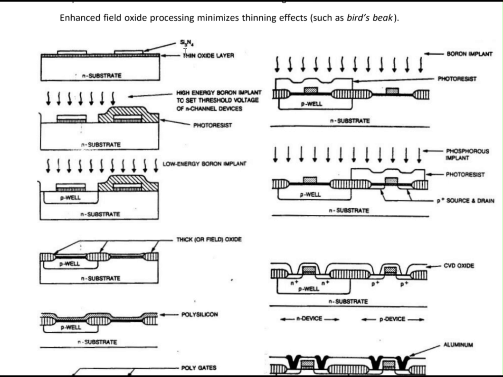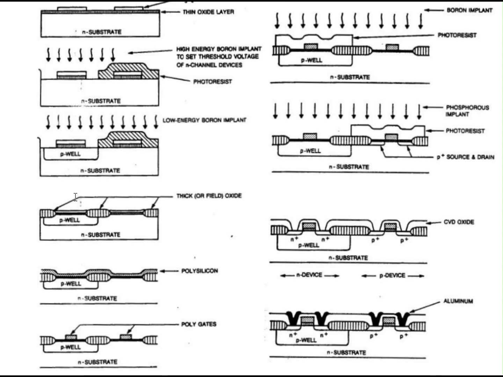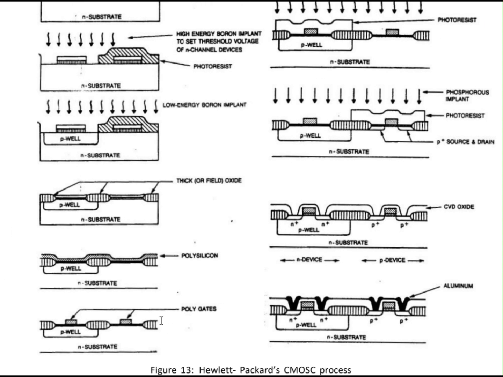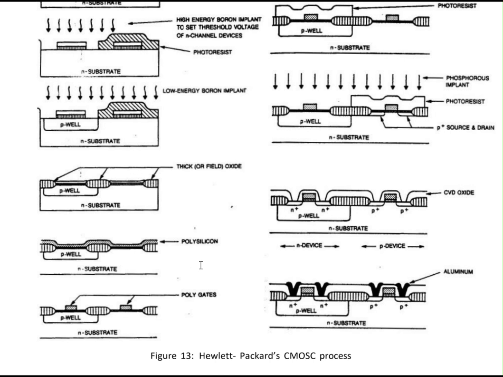So here first we have the N substrate region along with the thin oxide layer. After that, high energy boron implantation is done to set the threshold voltage of the N-channel device, and low energy boron implantation is done along with the P-well formation in the third process. Then it will form a thick oxide region. After the thick oxide region is formed, the polysilicon layer is deposited along with the formation of poly gates. It is also called the Hewlett-Packard CMOS process.